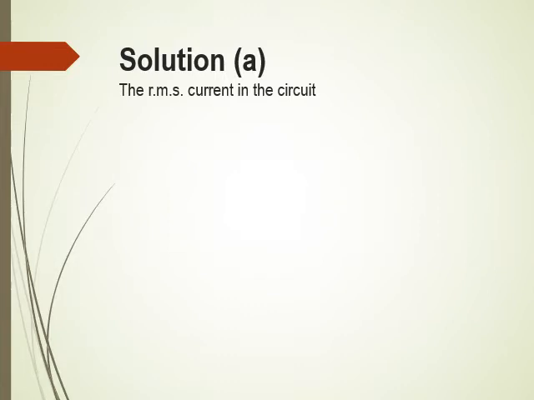Question A. Determine the RMS current in the circuit. To determine the RMS current, first you need to identify the type of the circuit that you are looking at. So in this question, you are given an RL circuit. It is a combination circuit.